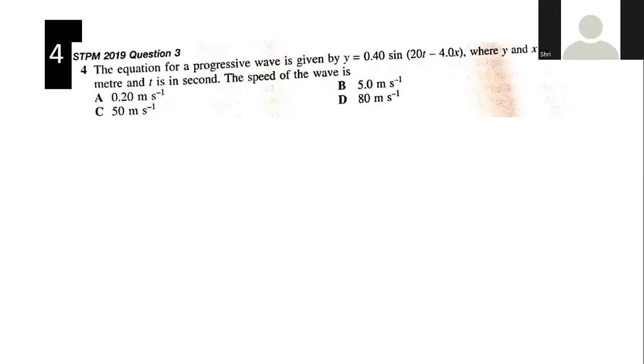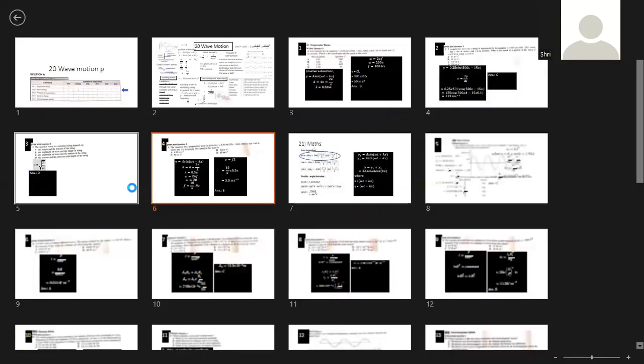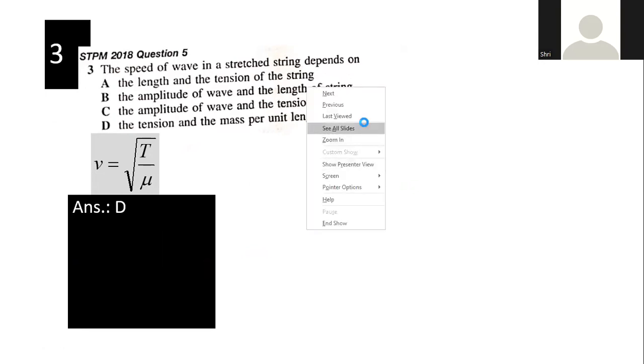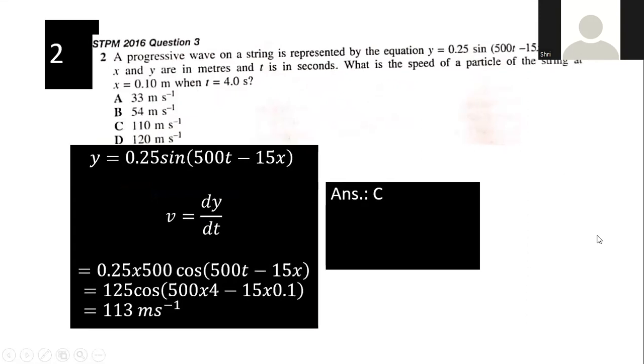Can you go back to number 3? Now 3 is just an equation as well. You memorize the equation. Number 2, right? Number 2 is the vertical velocity.